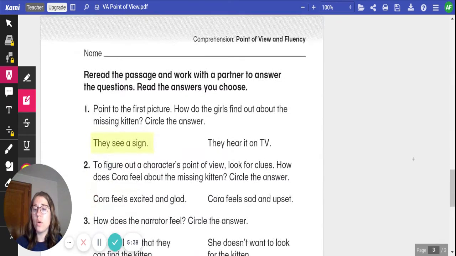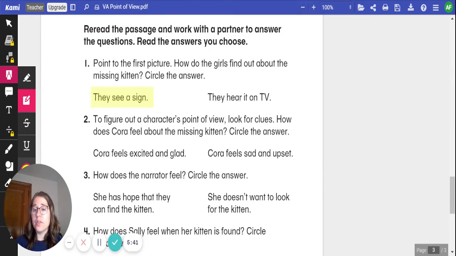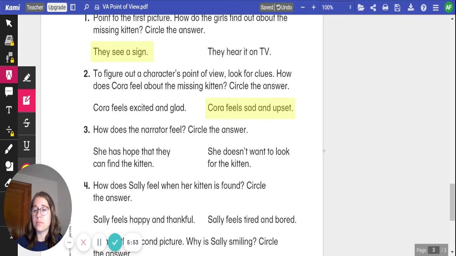Going back down to her question, does Cora feel excited and glad, or is she sad and upset? Well, when she's telling Pam, she's sad, right? Because it says Cora said sadly, so Cora would feel sad and upset.